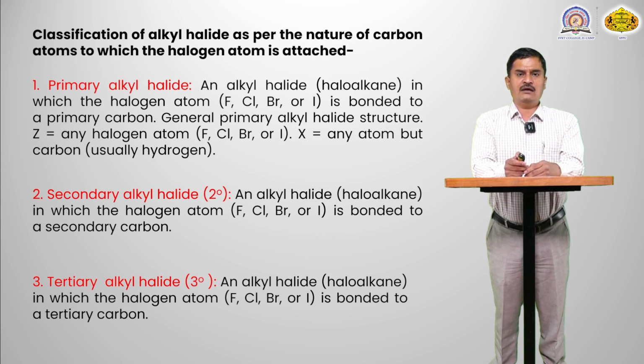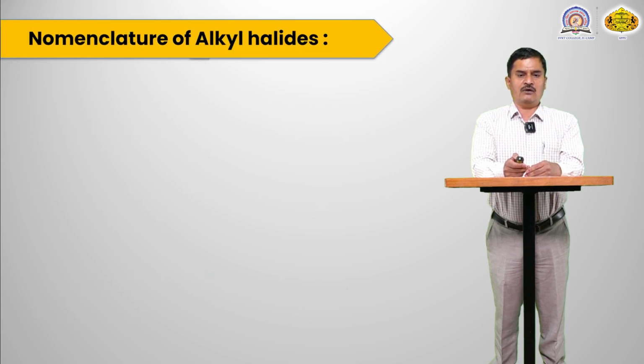Primary carbon means that carbon is attached to only one other carbon. Secondary means that carbon is attached to two other carbon atoms, and tertiary means that carbon is attached to three other carbon atoms. Okay, so this classification depends upon the nature of the R group.